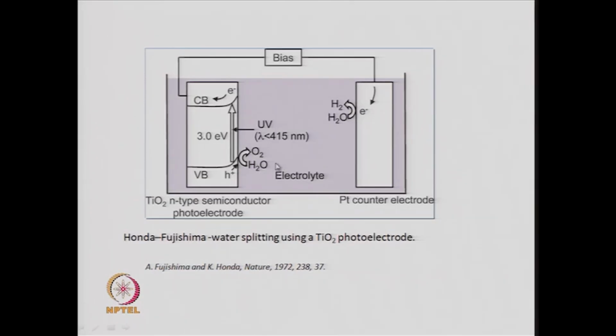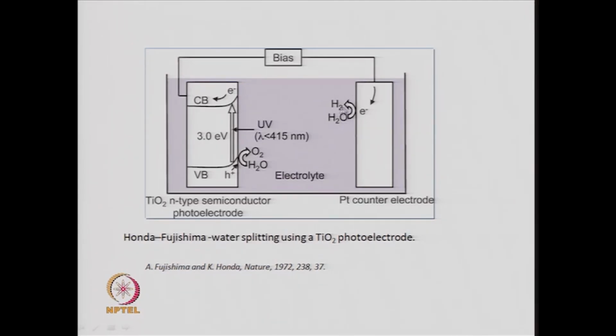reacts with the water, the aqueous solution which is the electrolyte, and the reaction of this hole with the water will generate oxygen. So, at this electrode, oxygen gas comes out and electrons are pushed in the external circuit. On the platinum counter electrode, electrons come here and these electrons act on water, the aqueous solution, and then hydrogen is generated.